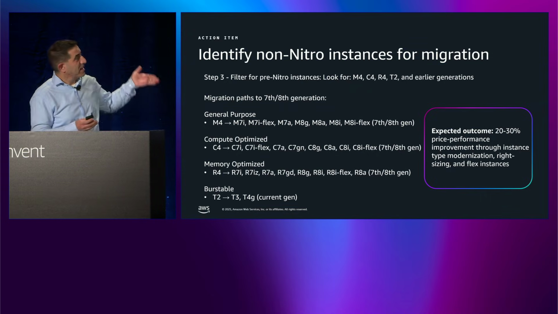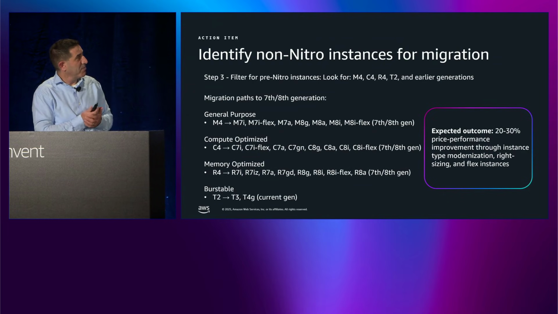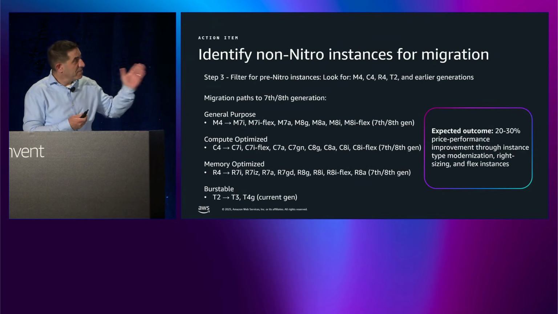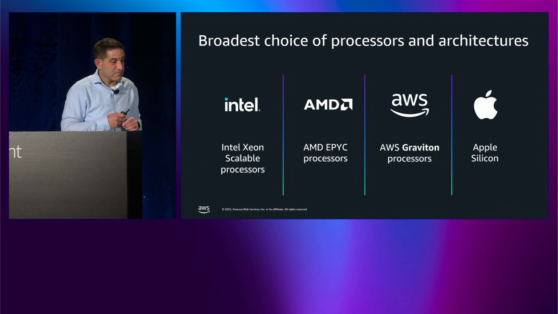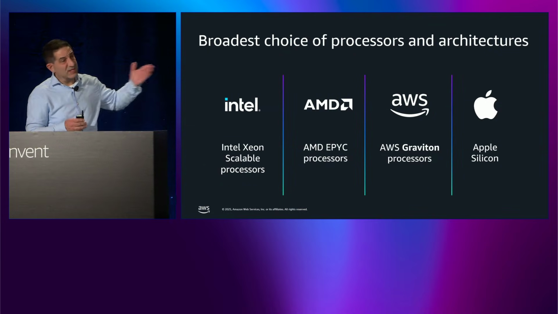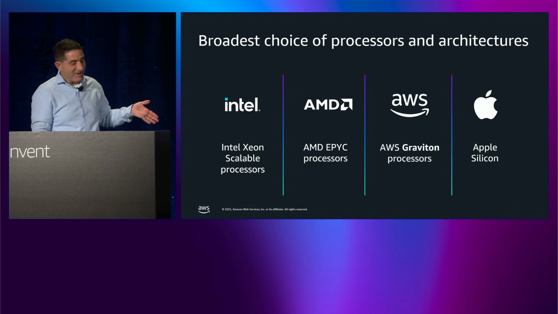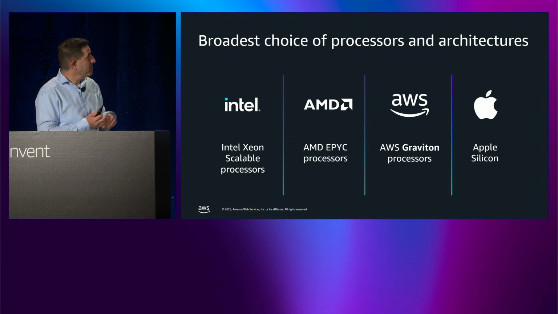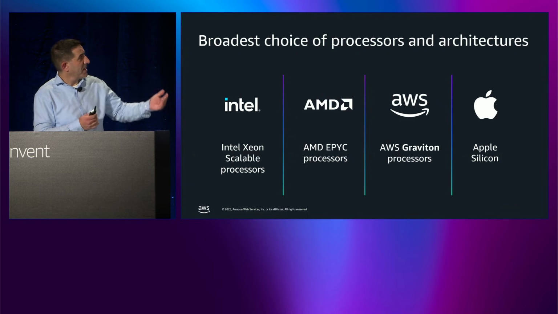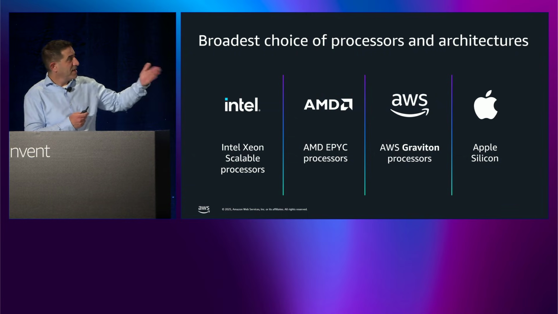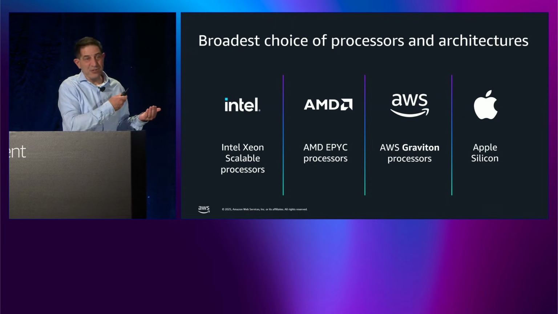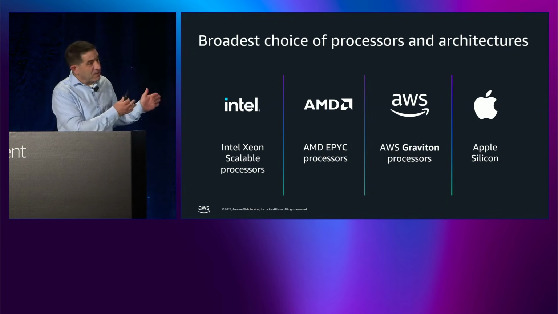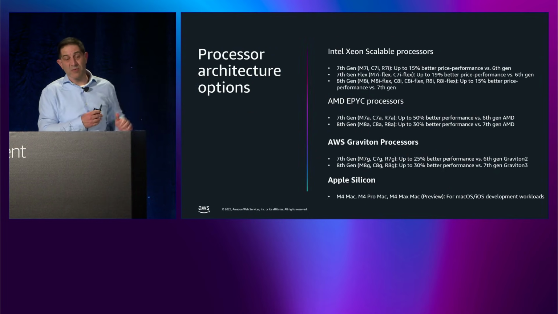If you do this, you can have an expected outcome of 20 to 30% price performance improvement simply through your instance type modernization, right sizing, and using flex instance types. Okay, you've probably seen this slide as well many times, but just to hammer this home, there is a broad set of processors and architectures to choose from: Intel Xeon Scalable processors, AMD EPYC, AWS's Graviton processors, and Apple Silicon. So lots of choices, lots of different architectures. You want to find the types that work for you, and preferably as many as possible that will work for you.